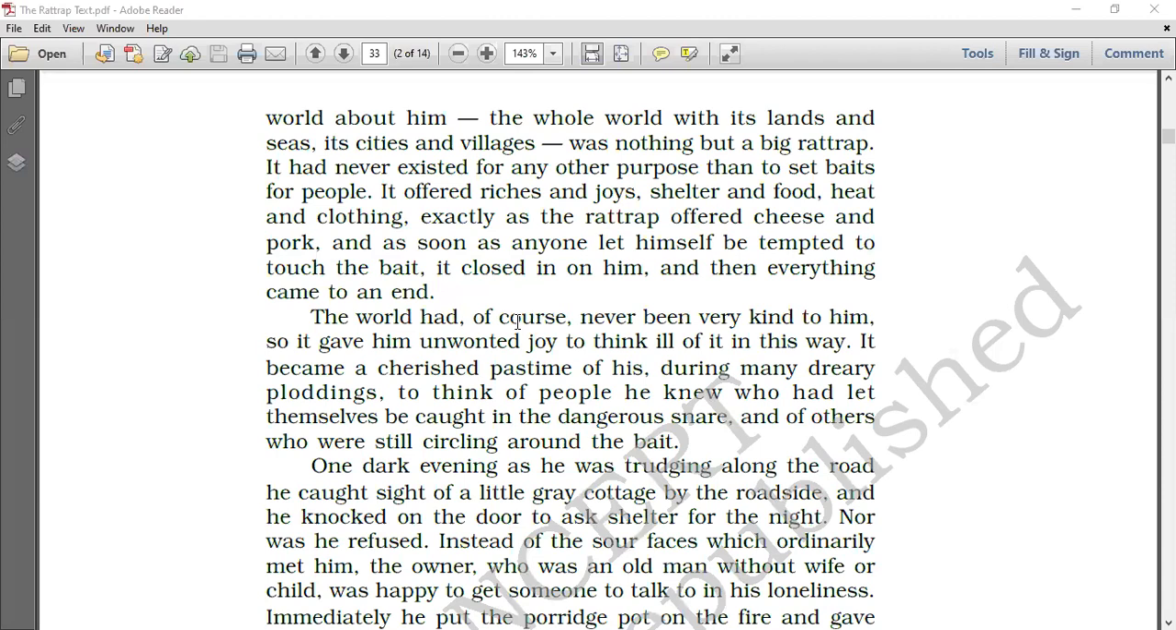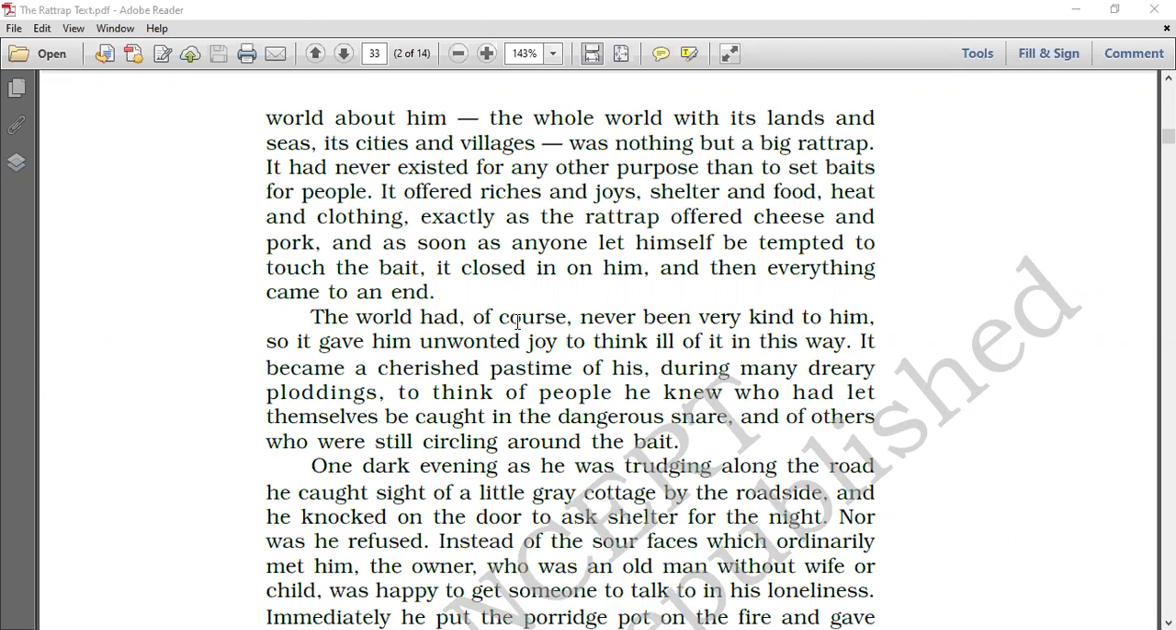The whole world with its lands and seas and its cities and villages was nothing but a big rat trap. It had never existed for any other purpose than to set bait for people. You understand that whatever we have, for example, our education, or even the post, that means politics, we have seats, we have rights, and of course our posting, our education, or whatever the desire we have. Even many of them are working for only money. It is related to materialism. So whatever the desire we have, human beings and of course all the living beings.